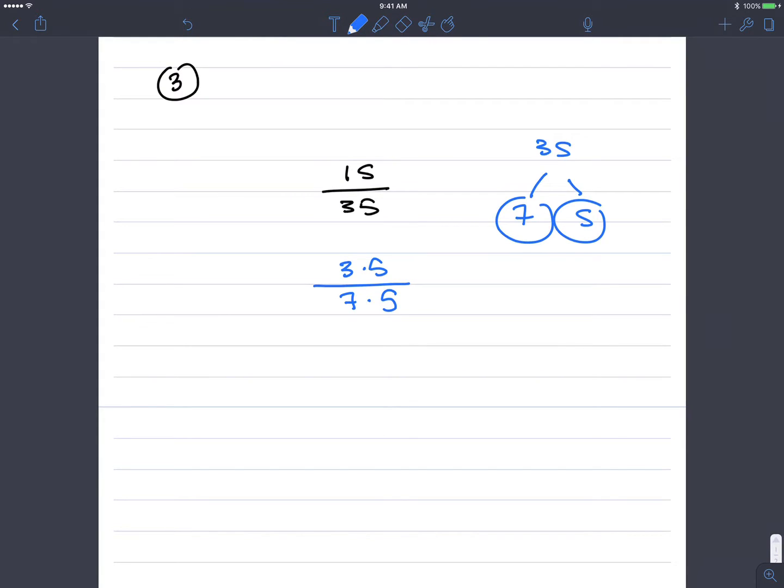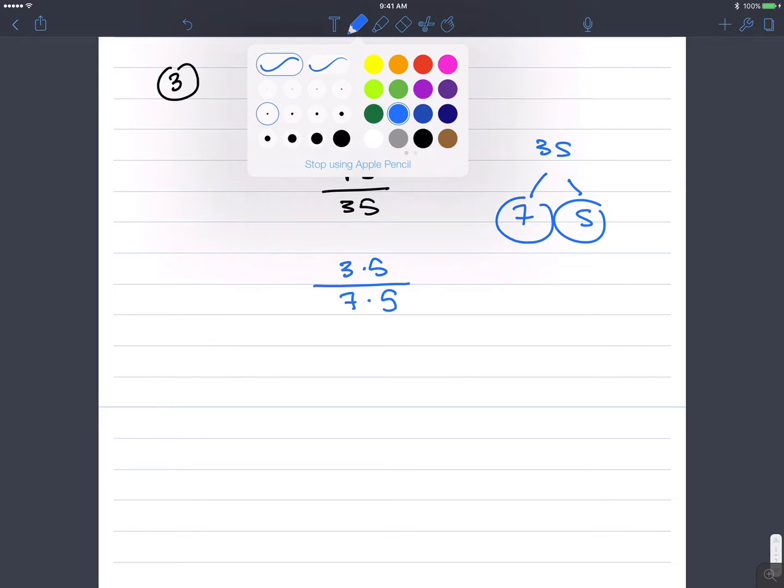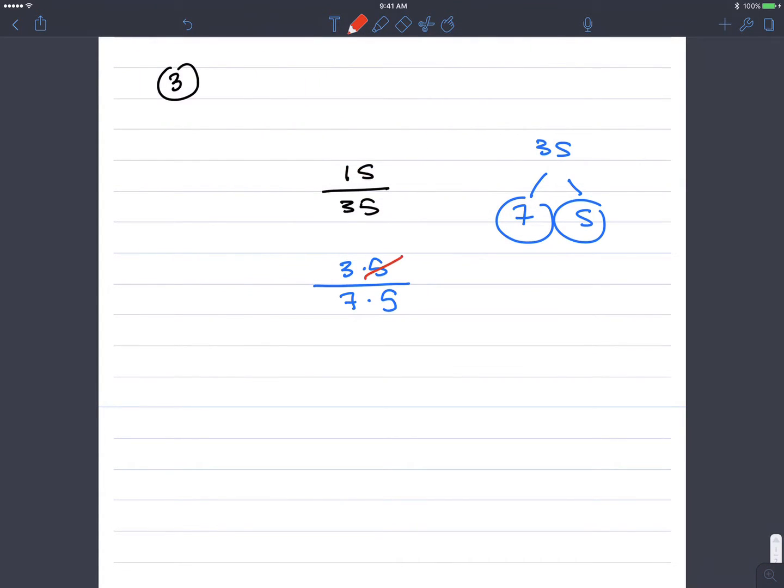We're now going to use our cancellation property. We can get rid of the 5 and the 5 because one is on top and one is on the bottom. We're left with the 3 and 7, and we can't cancel there. This is our final answer, 3/7. And we're done.